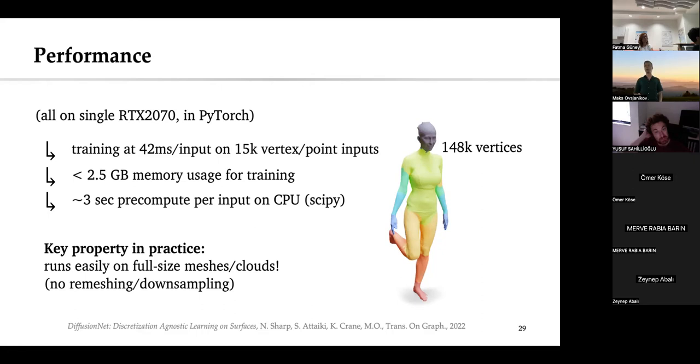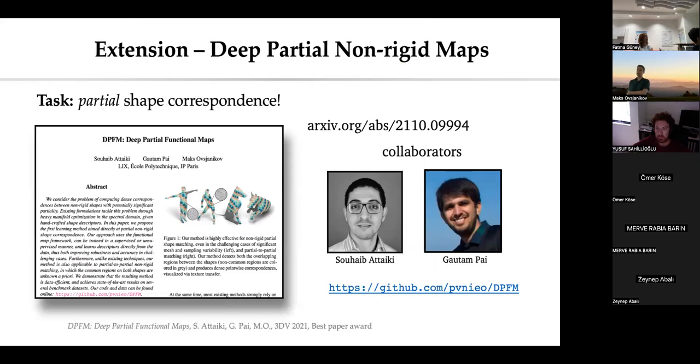Okay, so this is DiffusionNet, and for the rest of my 10, 15 minutes I wanted to talk a little bit about some extensions. I didn't give you all the technical details of the first part, and I'll give even fewer technical details for the other parts, but I just wanted to give you a general sense of what I'm trying to do.